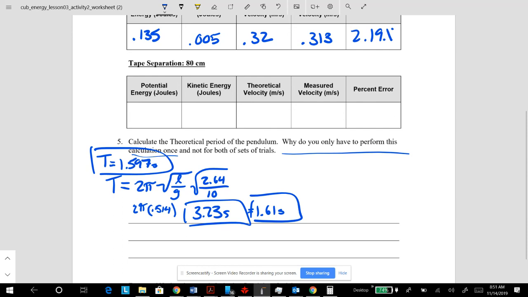Period should stay the same no matter what height you drop it from, because it doesn't have anything to do with the height. It's not related. Okay? So you can use this calculation for the trial at 50 centimeters and the trial at 80 centimeters, because this value will stay the same. You only have to perform the equation once. There's no correlation with the height.